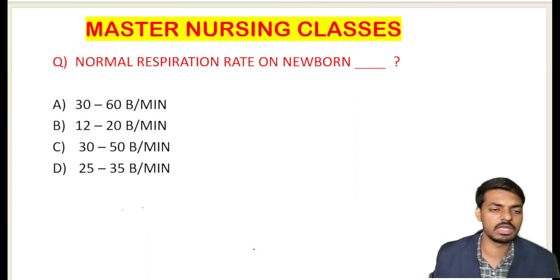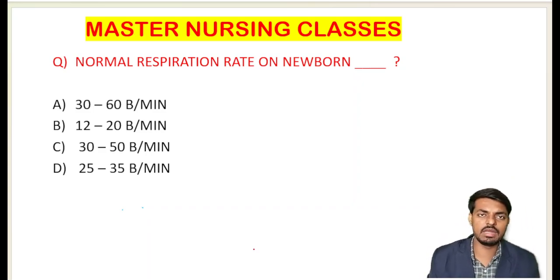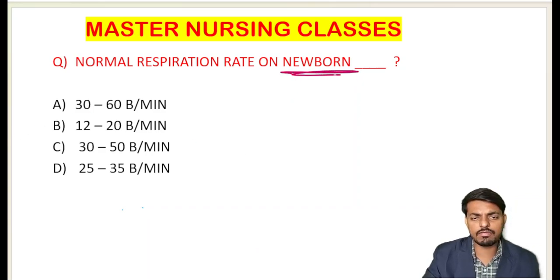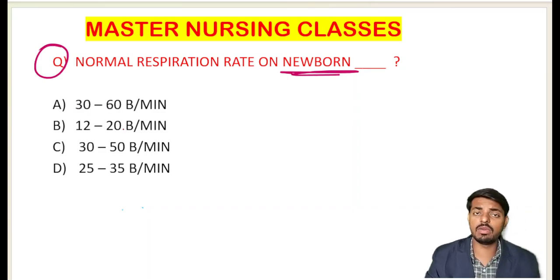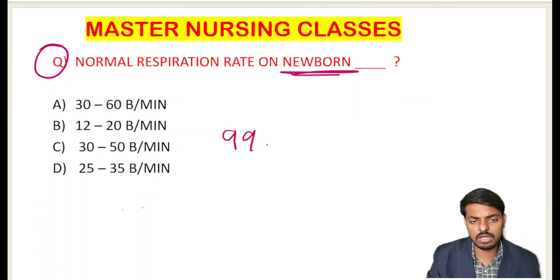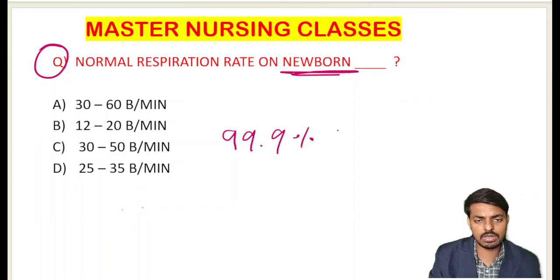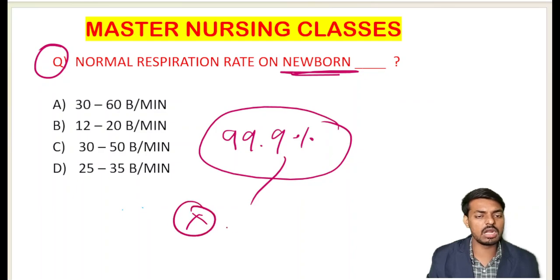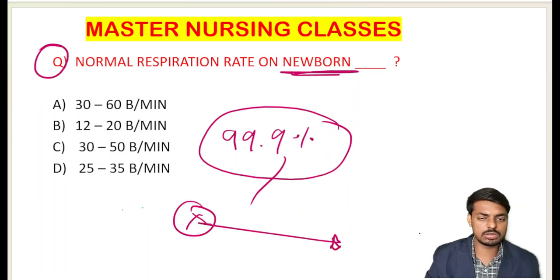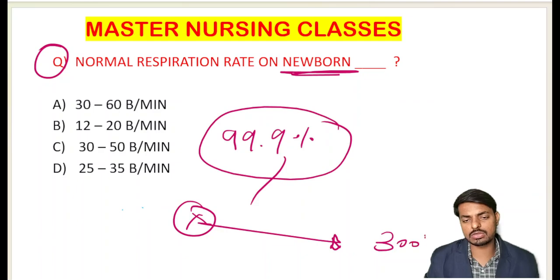Here is the next question. Try to answer it. A very easy and basic question for you: the normal respiration rate of a newborn. I am 100% sure all of you will give the correct answer. With very simple questions like this, 99.9% of aspirants will answer correctly, but the 1% who do not read the question and options carefully will give the wrong answer, and those students' ranks will drop by 300 to 400.